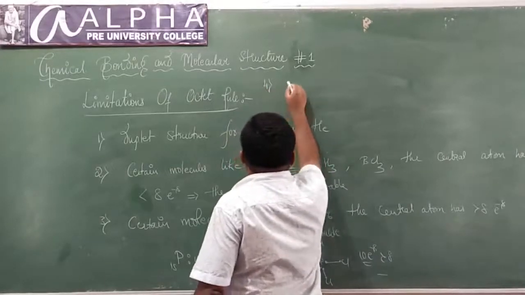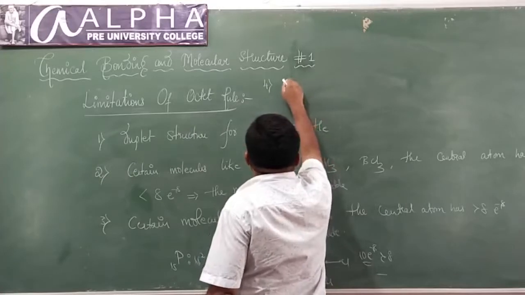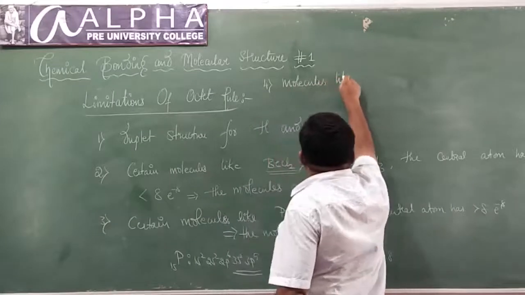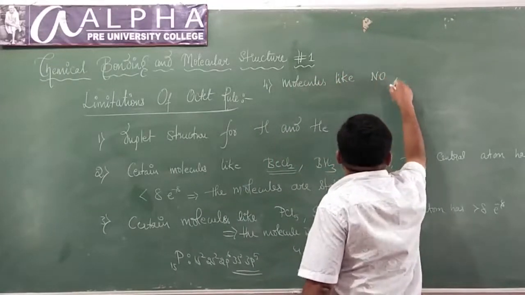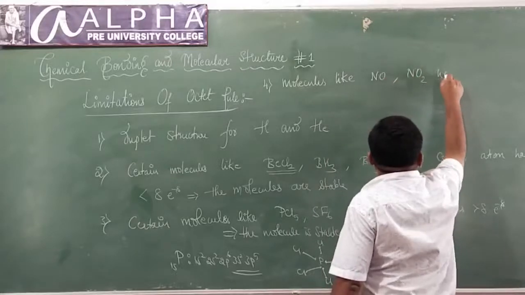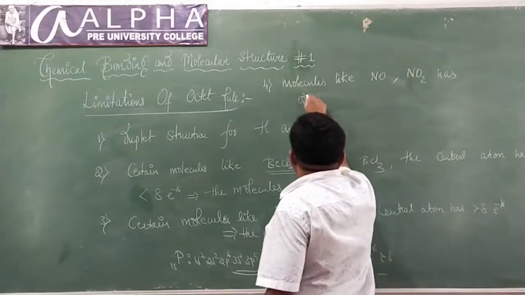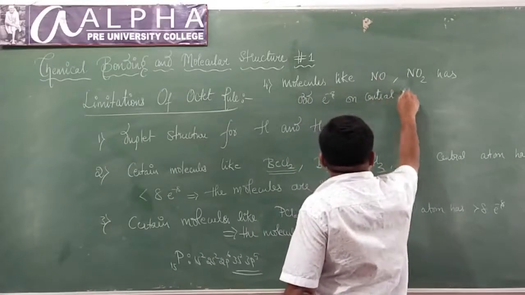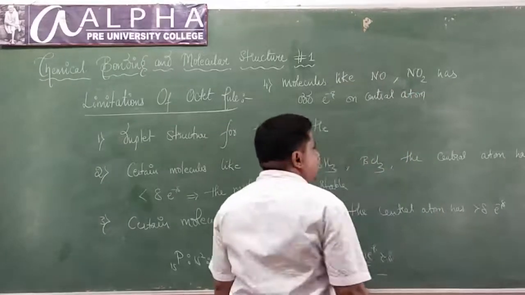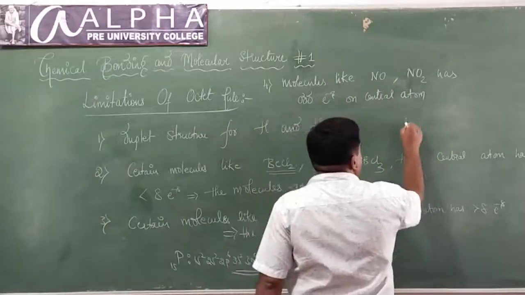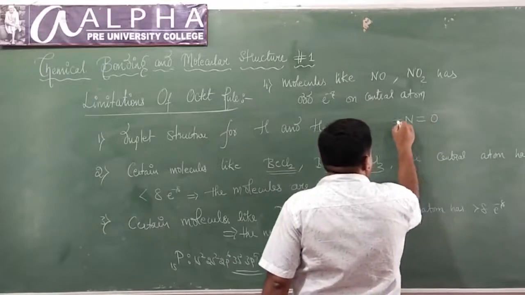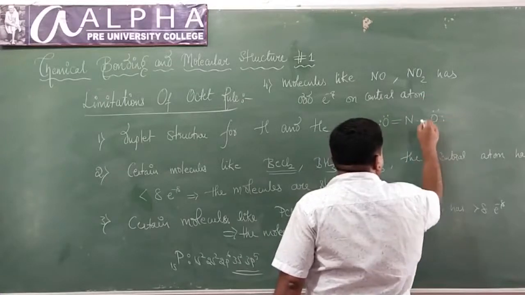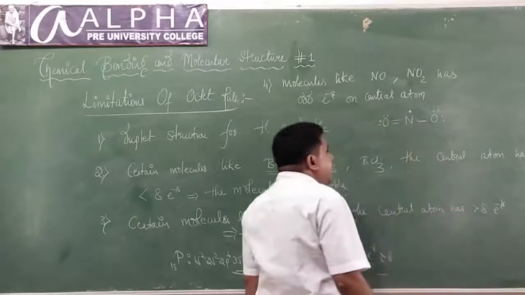And there is one more exception to this octet rule. For example, certain molecules like nitric oxide, NO, and NO2 have an odd number of electrons on the central atom. For example, if you take nitrogen dioxide, NO2, it is N double bond O, N double bond O. Nitrogen dioxide is something like this. Nitrogen has an odd electron.